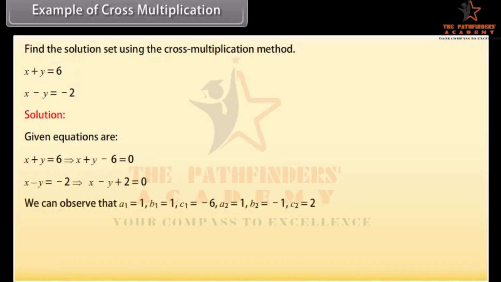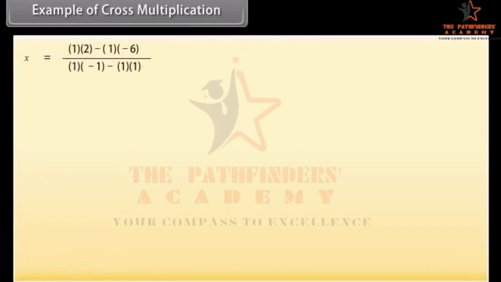We can observe that a1 is equal to 1, b1 is equal to 1, c1 is equal to minus 6, a2 is equal to 1, b2 is equal to minus 1, c2 is equal to 2. The solution x, y is given by x is equal to (b1 c2 minus b2 c1) upon (a1 b2 minus a2 b1). Now by substituting the values we get x is equal to (1 into 2 minus 1 into minus 6) upon (1 into minus 1 minus 1 into 1). By calculating we get x is equal to 2.